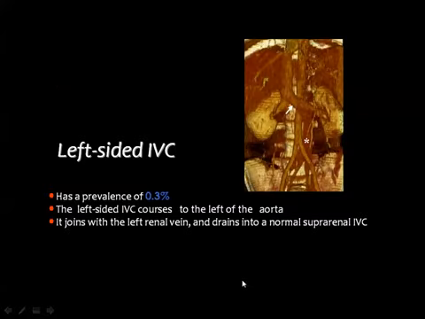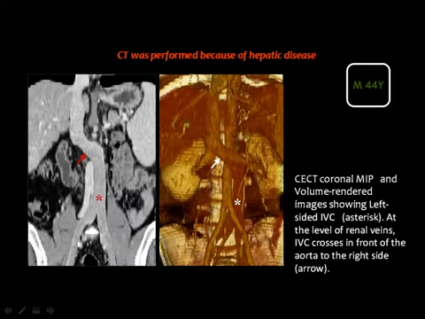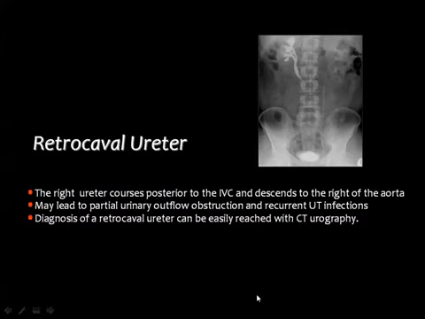There may also be a left-sided inferior vena cava, where the original IVC crosses the left side of the aorta. It will join the left renal vein and go to the right side, continuing as the IVC after that. This can be appreciated on contrast reconstruction. This is the aorta, this is the left-sided IVC, and the course of the normal IVC after that.